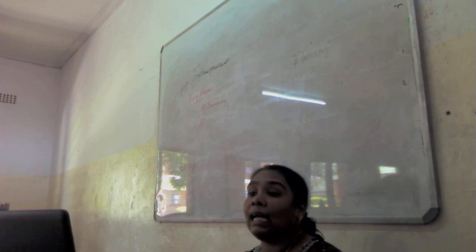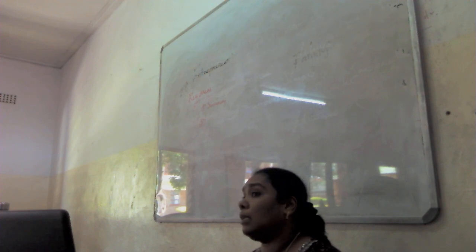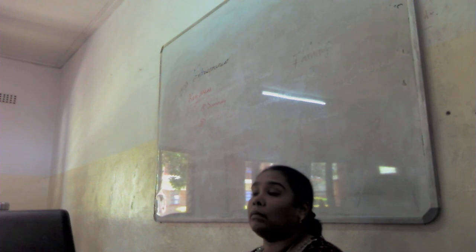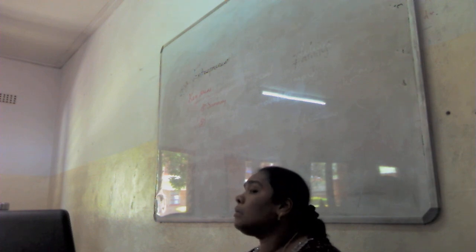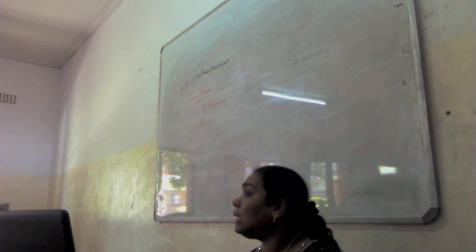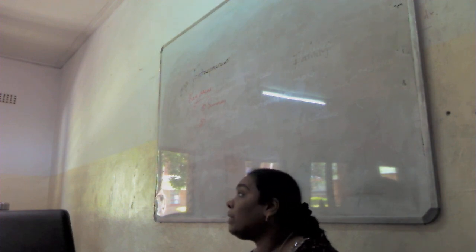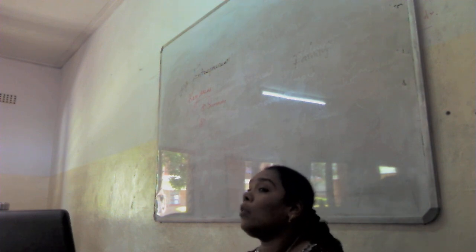And the second content is business description. Business description describes your business, either it is a sole proprietorship or a partnership. What is the strength of your business? Where are we going to have the business? What is the profit expected? So it helps you to describe the whole nature of your business.